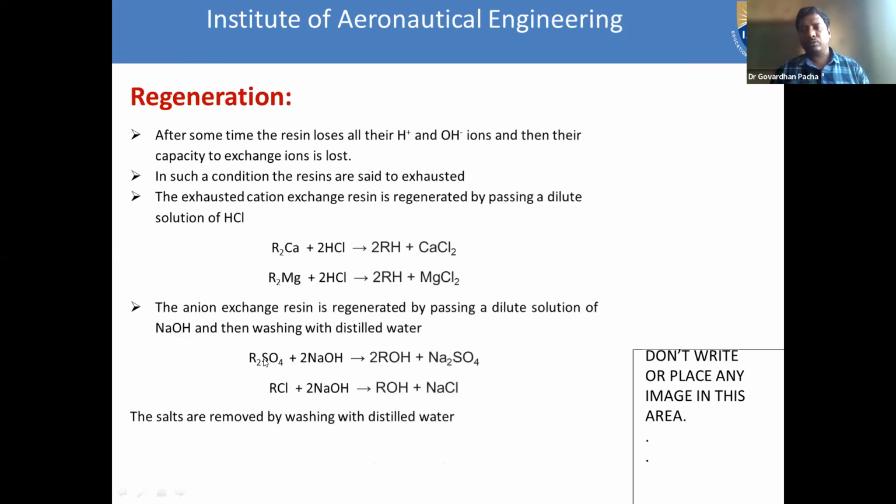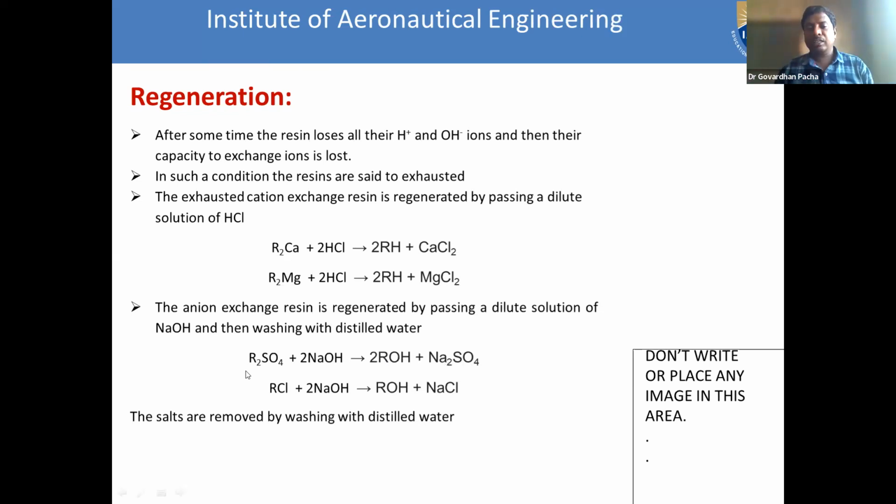Consider R2SO4. The resin is filled with sulfate hardness, and it reacts with sodium hydroxide to give ROH, that is, the refreshed, regenerated anion exchange resin, and the byproduct is Na2SO4. By balancing the chemical equation, the anion exchanger R2SO4 reacts with 2 moles of NaOH to give 2 moles of ROH plus Na2SO4.